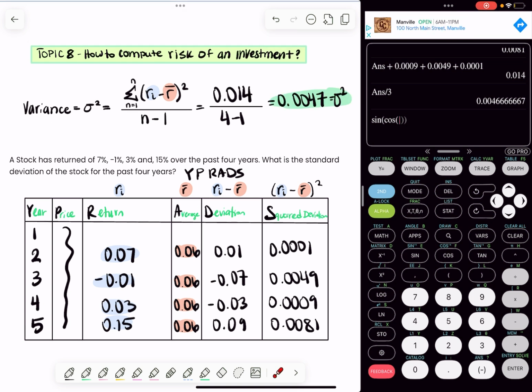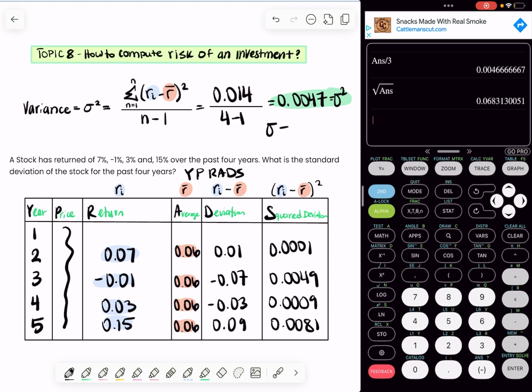But they asked us for the standard deviation. And we know the standard deviation is just this. And this is here, it's just squared. So to undo a square, we have to square root to get rid of it and leave this by itself. So we just have to square root this. So second x squared, and then second answer, enter. And we get that our standard deviation is equal to 0.0683. And if we multiply that by 100%, we can say that the risk of this investment is 6.83%.